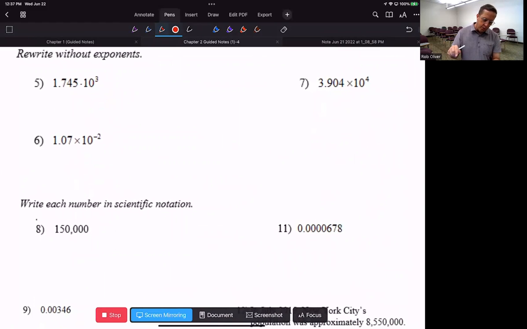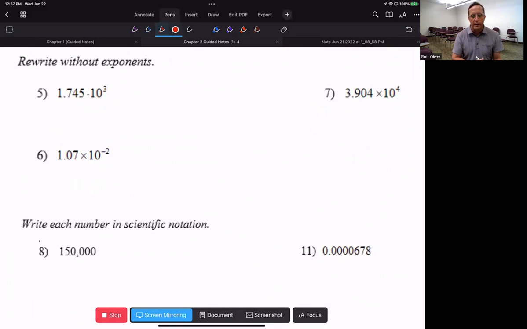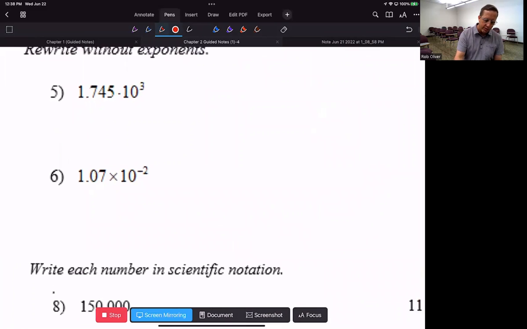Okay, for number 5, 6, and 7, this is basically the same thing. We're just going to write it back into standard form here. And for number 5, it's got a positive power of 10, positive 3. So we're going to move the decimal over 3 places. So the decimal is right there. It was here, it moved over 3 places. It went 1, 2, 3.